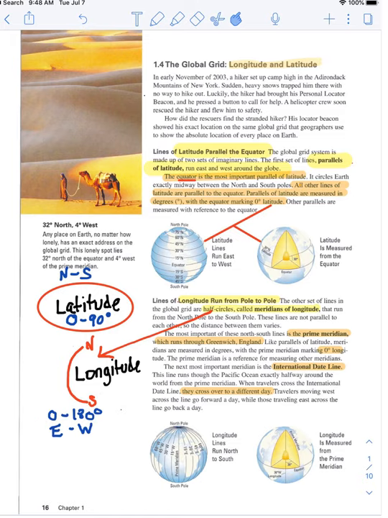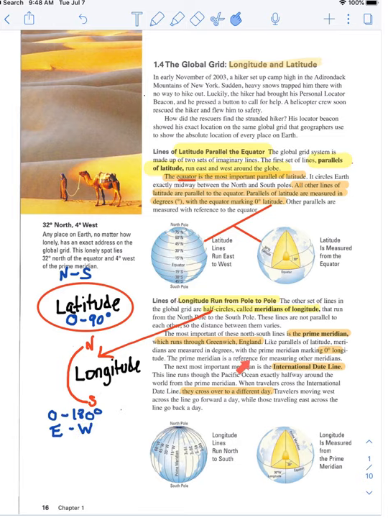Mathematically speaking, if we had 0 to 90 and 0 to 90, there would be two locations with the same exact numbers. And what this does by creating it all the way to 180 is it makes sure that no two places have the same exact coordinates. But I want you to remember that these are meridians.